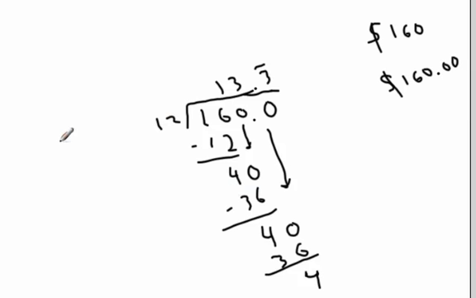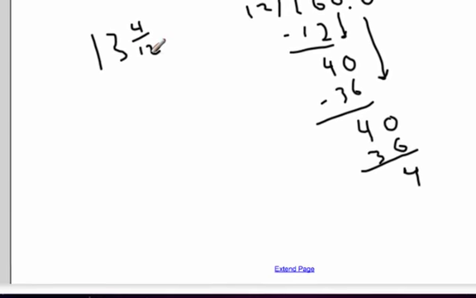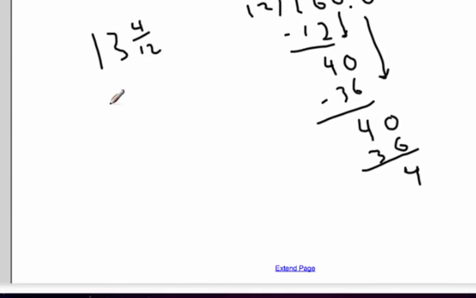And the divisor is 12. So another way of writing 13.3 repeating is just to write 13 and 4/12. You put your remainder over your divisor. And that can be simplified into 13 and 1/3, because 4 goes into both 4 and 12. So it's really 13 and 1/3 minutes.